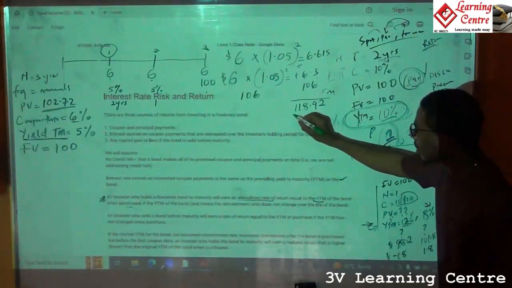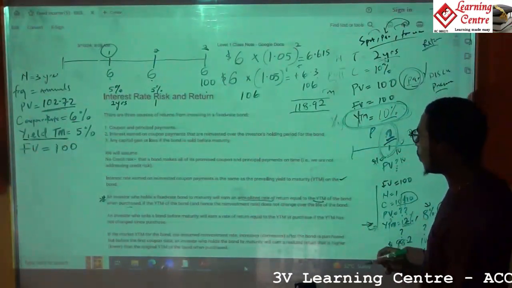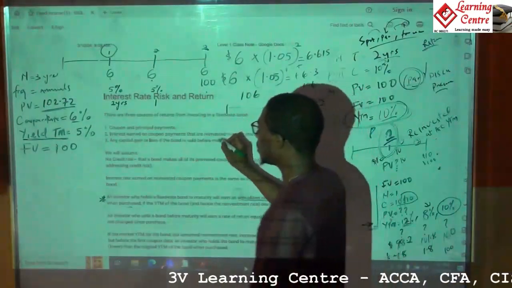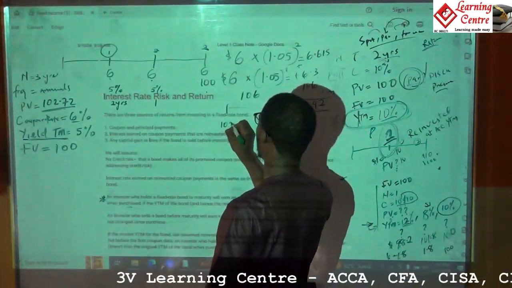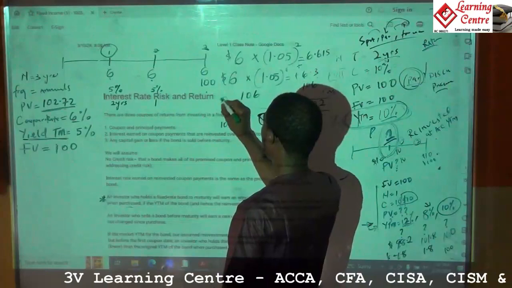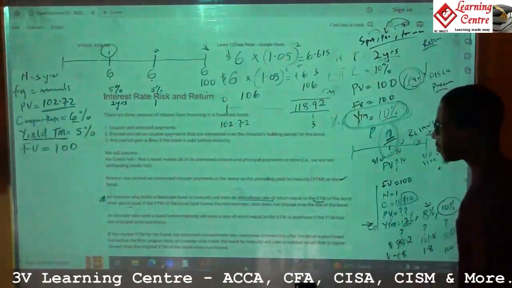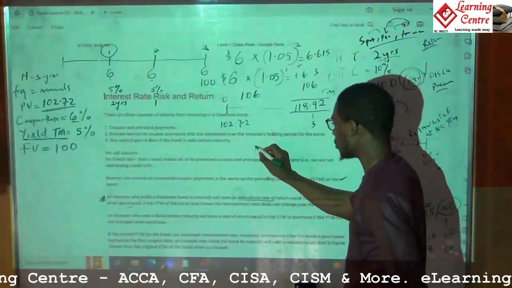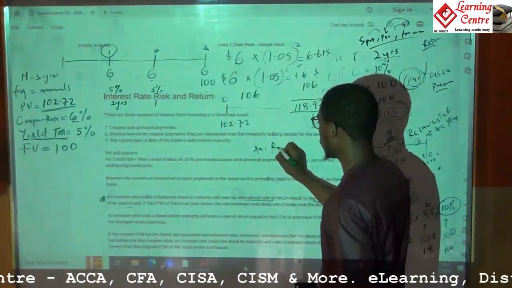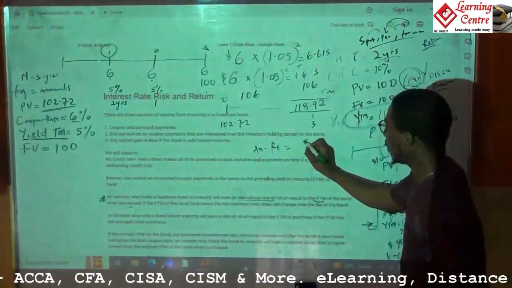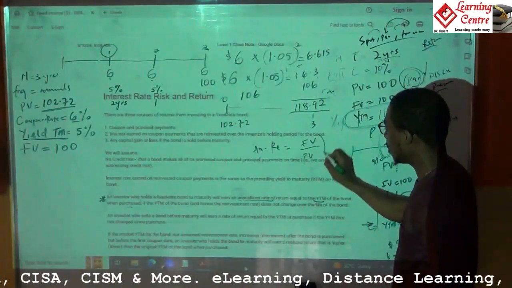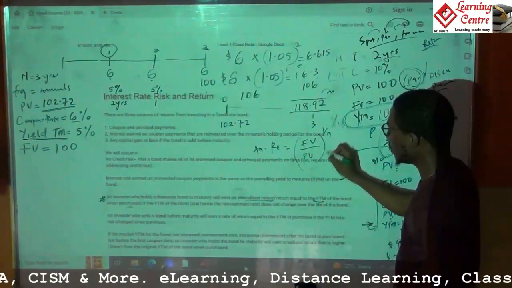Very good. 118.192 at the end of year 3. Remember, this man paid 102.72 at the beginning of year 0. Right. So, if you want to do an annualized return, the formula is future value over present value raised to power 1/n.